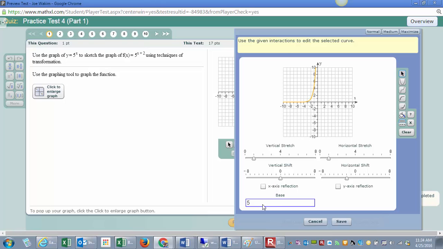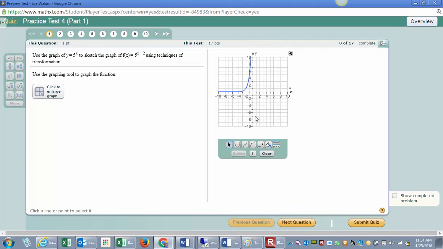The base is 5. There is no reflection about the x-axis, only if we have a negative sign before the 5. There is no reflection about the y-axis, only if the x is negative. And therefore, that's all we have to do in this case, and let's save it. So this is the graph. As you see, for x equals 0, y is 25, and we don't see 25 on this graph, so it's somewhere up here. So it does look good. Let's go to the next question.